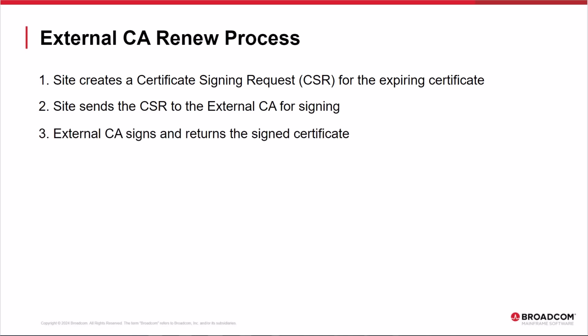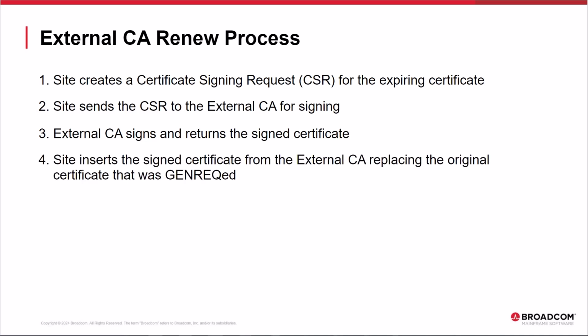The CA will then renew the expiration date, sign the certificate, and return it along with the CertAuth signing chain of certificates. After receiving the signed certificate from the CA, it is then inserted using the same name as the original expiring certificate. This will replace the original certificate that was genrec'd, and the result will be the expiration date has changed.